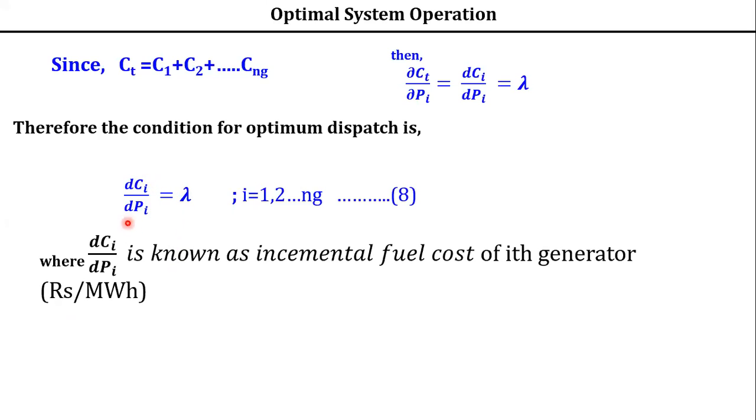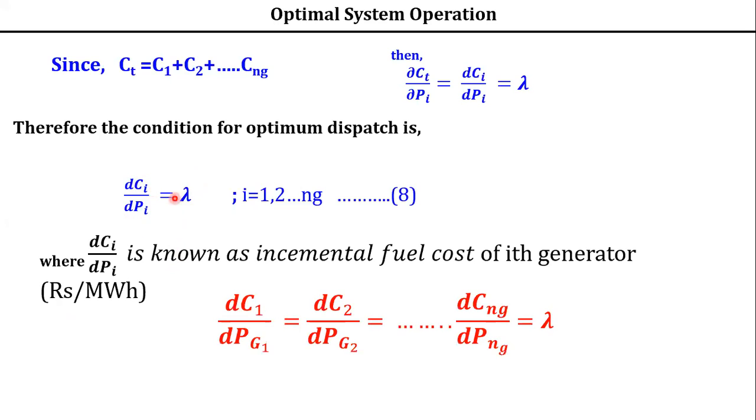So please remember, incremental fuel cost lambda is equal to dCi by dPi. So this can also be written, when i is equal to 1, as dC1 by dPG1 is equal to lambda. Similarly, when i is equal to 2, dC2 by dPG2 is equal to lambda. So from that we can write dC1 by dPG1 is equal to dC2 by dPG2 is equal to dC3 by dPG3, etc., is equal to dCNG by dPGNG is equal to lambda. Clear? Why? Because from equation 8, when i is equal to 1, this equation becomes dC1 by dP1 is equal to lambda. Okay, fine.